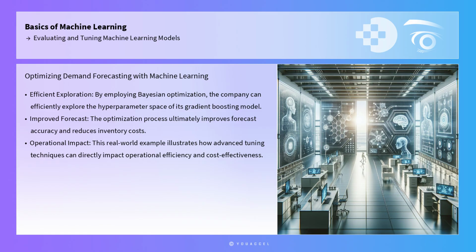Consider a case study in which a supply chain company aims to optimize its machine learning model for demand forecasting. By employing Bayesian optimization, the company can efficiently explore the hyperparameter space of its gradient boosting model, ultimately improving forecast accuracy and reducing inventory costs. This real-world example illustrates how advanced tuning techniques can directly impact operational efficiency and cost-effectiveness.